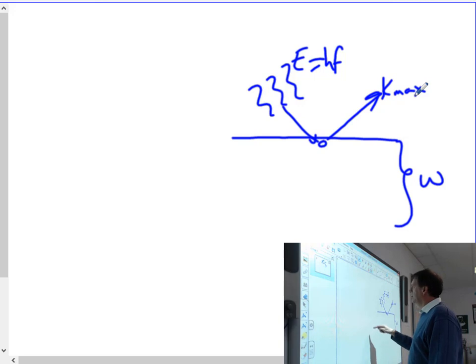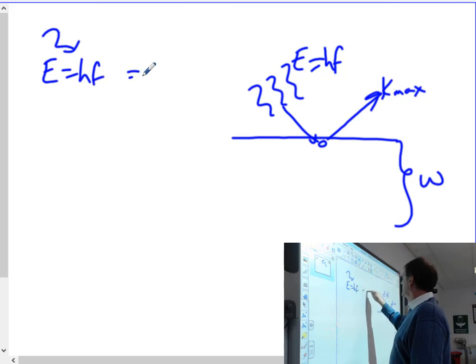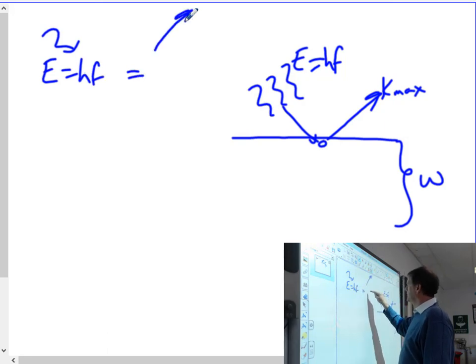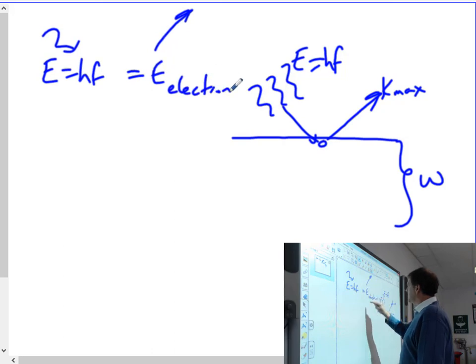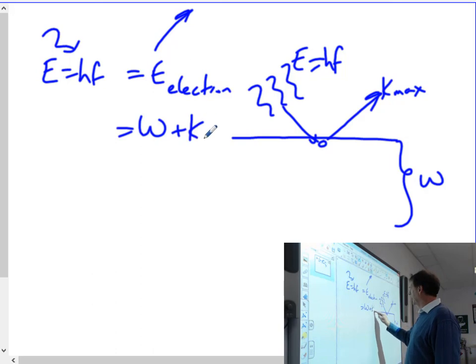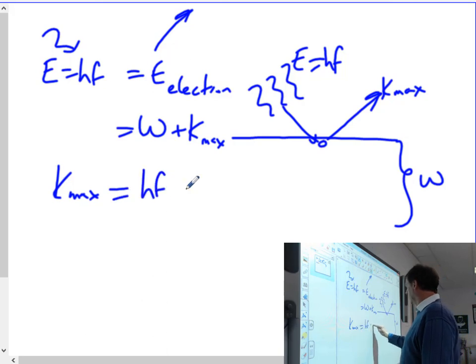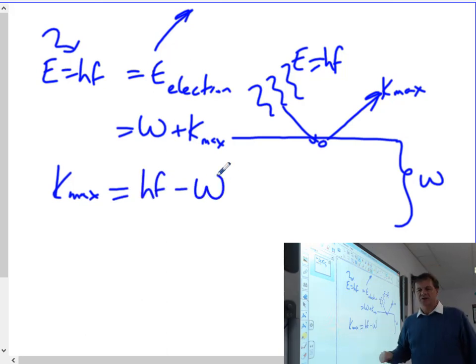Okay? So the arrangement for that, if you look at it, is the energy of the photon coming down, hf, needs to be equal to the energy of the electron that you're transferring it to. Electron energy. When you look at that, it's using it to overcome the work function, and the rest of it is going as kinetic energy maximum. So you can rearrange this and get K max is equal to hf minus W. And there's a few iterations of that.